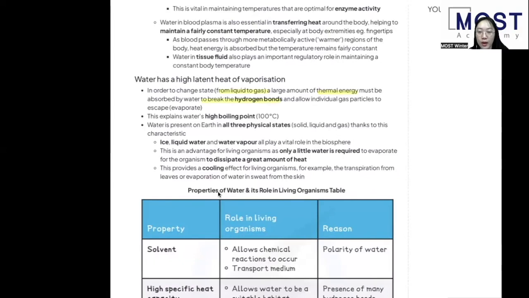And this also means that water will act as a very good coolant. So obviously, if we're sweating and the sweat evaporates, our temperature becomes cooler, right? This is a very good example of the fact that because water has high latent heat of vaporization, when it vaporizes, it takes a lot of heat, thermal energy, with it. So this is a very good property that living organisms use to survive, right?